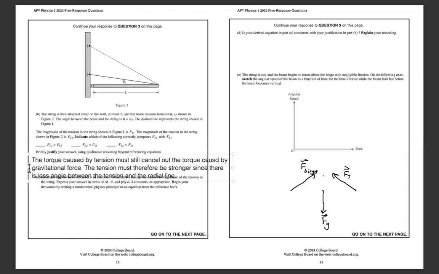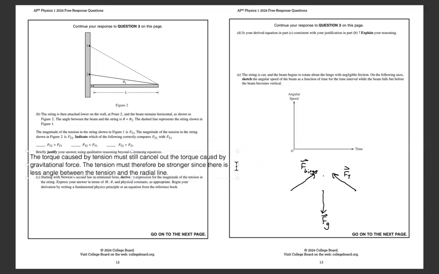This actually kind of reminds me of one of the Physics C questions that I was working on a few days ago. But yes, tension will have to be stronger in this case, in figure 2, because since you're lowering the angle between the tension and the radial line, and the torque still has to be equal, the force has to then pick up the slack there.